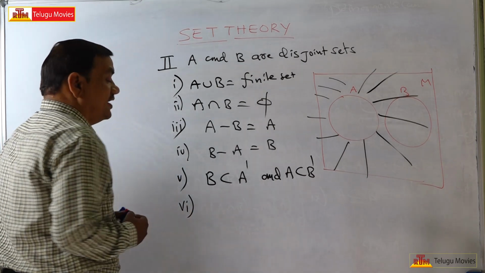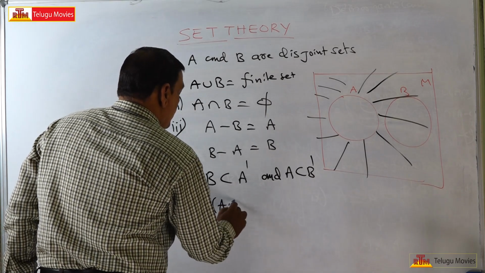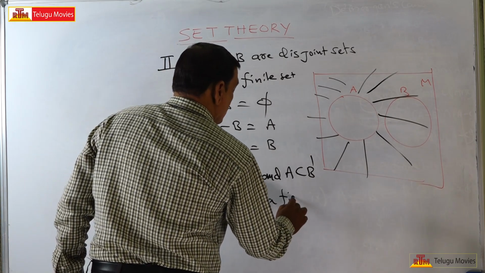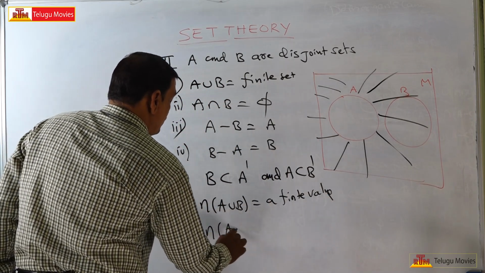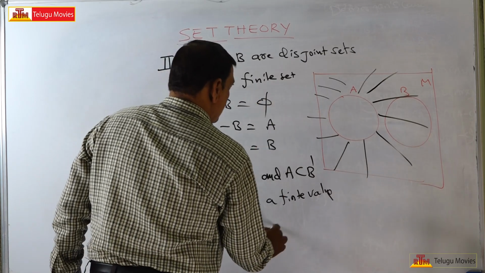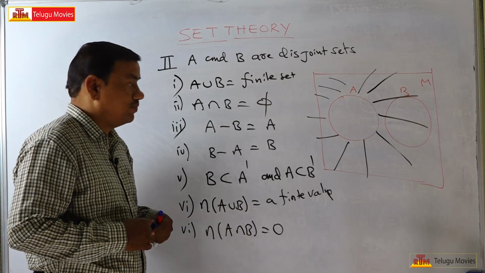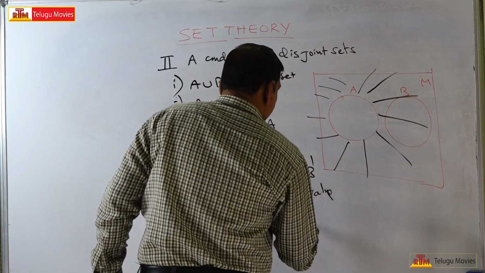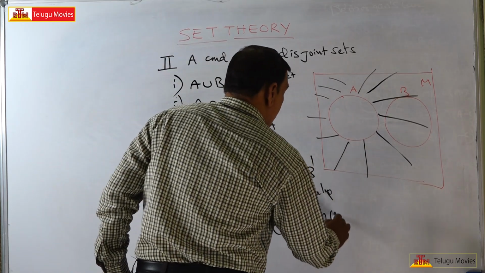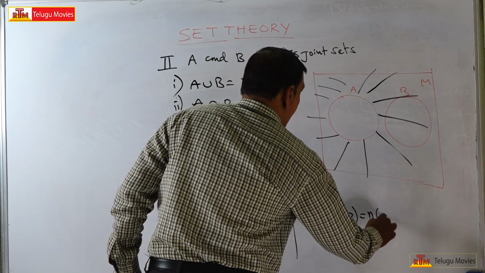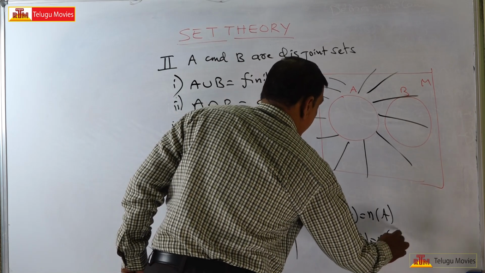Next we will come to cardinal number. What is n of A union B? A finite value you will get. Next one is what is n of A intersection B? Nothing but 0. A intersection B is null set, so n of A intersection B is 0. Next one, seventh one, n of A minus B is equal to n of A. N of B minus A is equal to n of B.